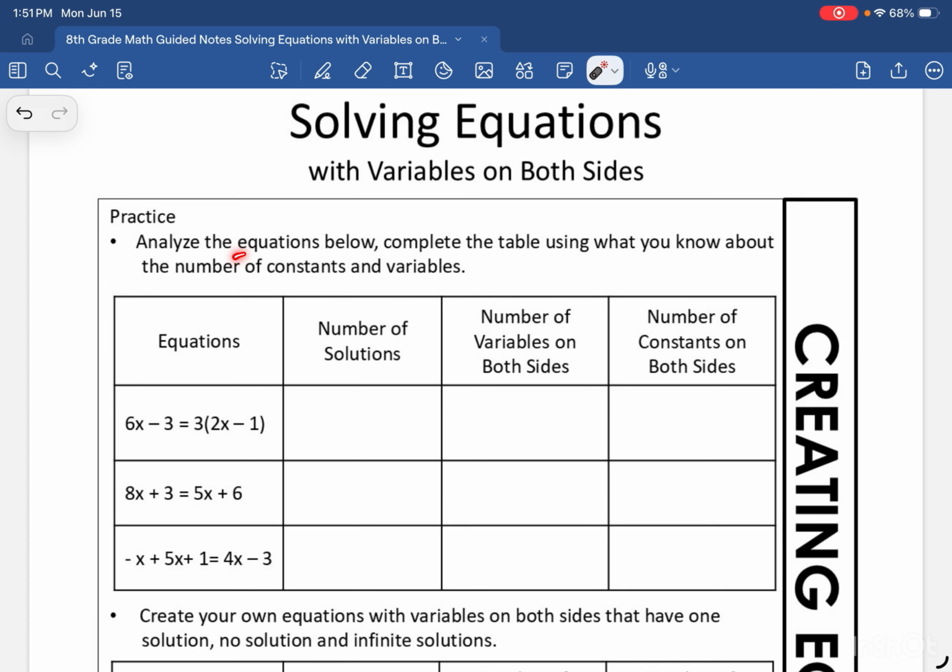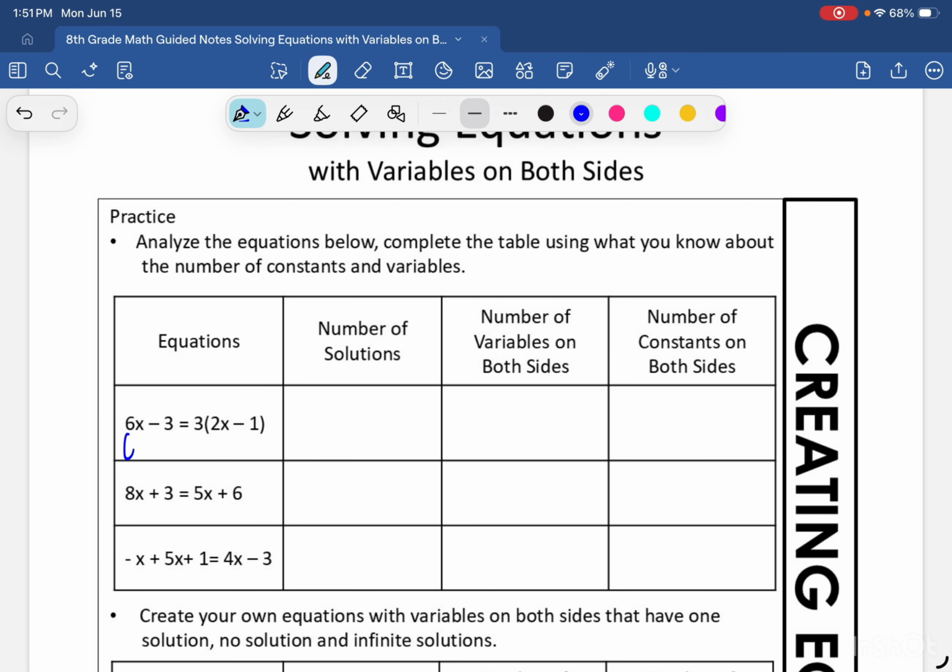Practice. Analyze the equations below. Complete the table using what you know about the number of constants and variables. First, let's simplify the equations and then we can compare variables and constants. So we have 6x minus 3. Using the distributive property, we have 6x, and then 3 times a negative 1 is negative 3. And I actually noticed that they are the same on each side, so they have an infinite number of solutions. Number of variables on each side is 6. Number of constants on each side is negative 3.